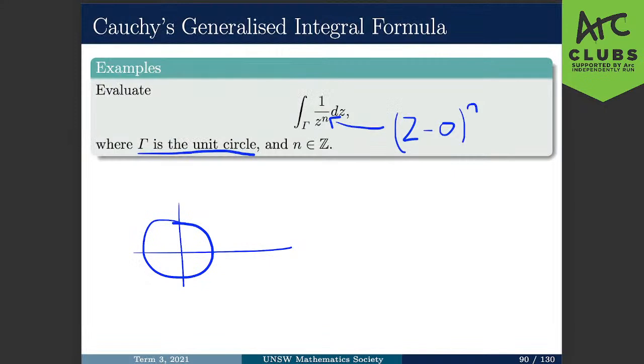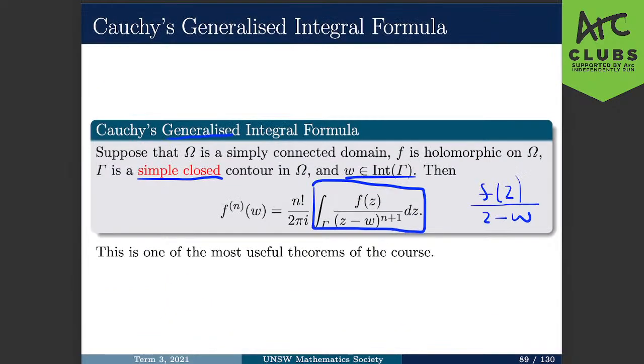So once we've checked all of that, we can apply Cauchy's generalized integral formula. That's saying that if I want to evaluate this integral, all I need to do is differentiate the function on the numerator n times and divide it by this. So that's all I really need to do. I want to differentiate the function in the numerator n times.